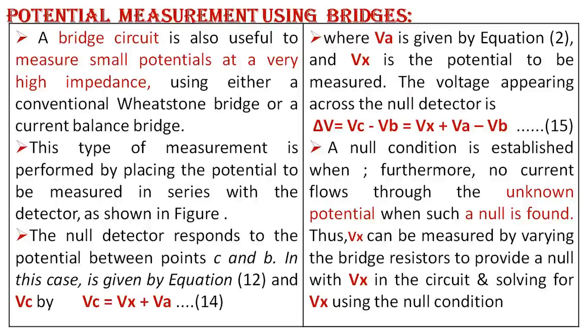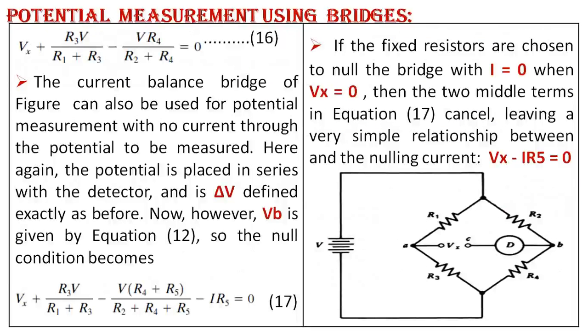The null detection is established this way. Furthermore, no current flows through the unknown potential when such a null is found. Thus, Vx can be measured by varying the bridge resistor to provide a null with Vx in the circuit, and solving for Vx using the null condition: Vx plus V R3 upon (R1 plus R3) minus V R4 upon (R2 plus R4) is equal to 0.